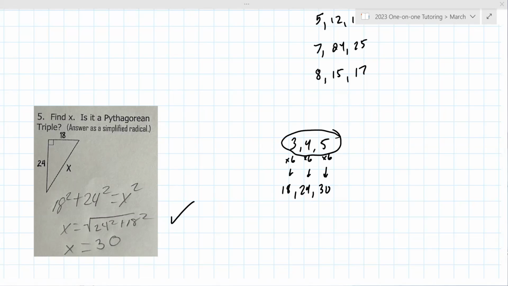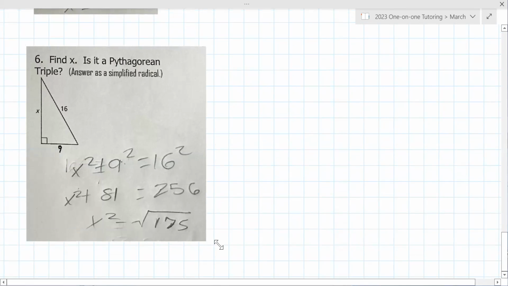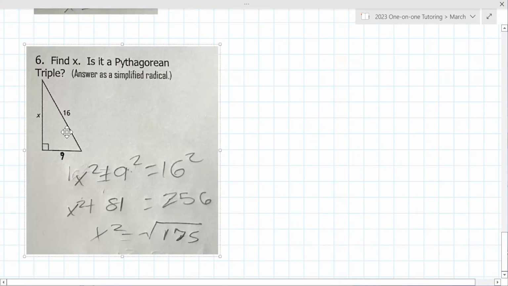So 6 looks real good here. So this is great. X squared plus 9 squared is always the 2 legs equals that squared. That's correct. So it's just a matter of, how do I even reduce this 175? So you start with the prime numbers. The smallest prime number is 2. 2 doesn't work. It's not even, so 2 doesn't work.